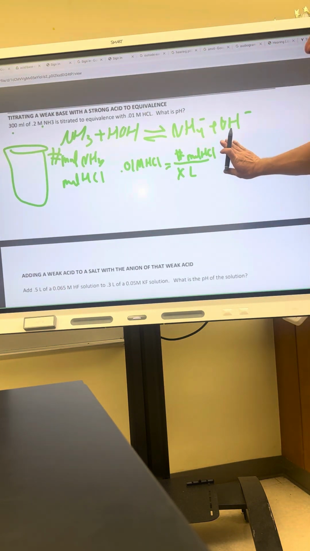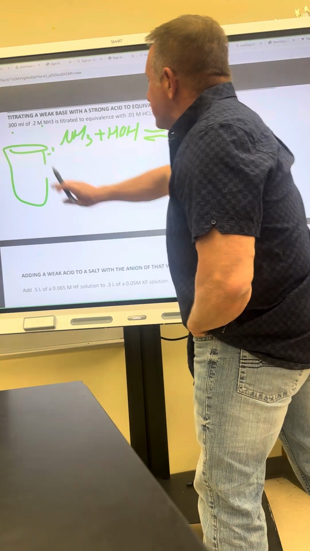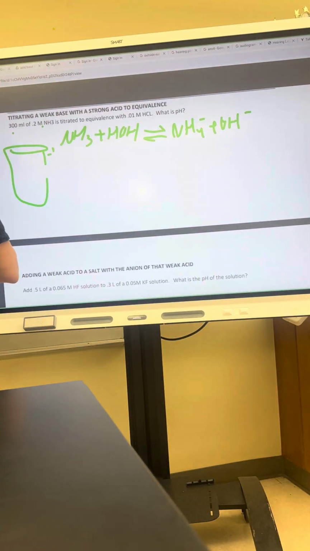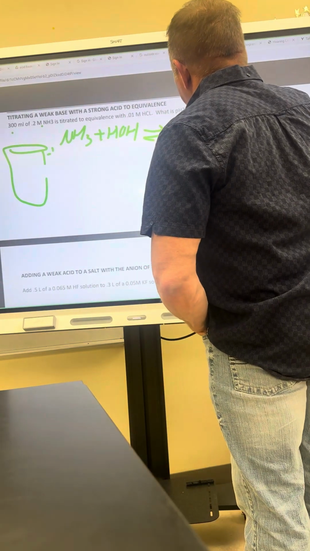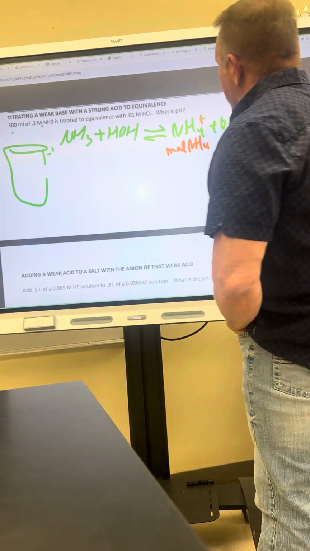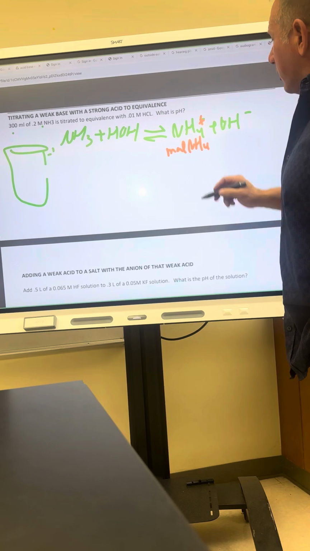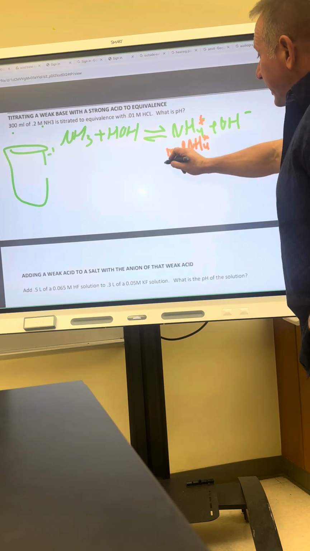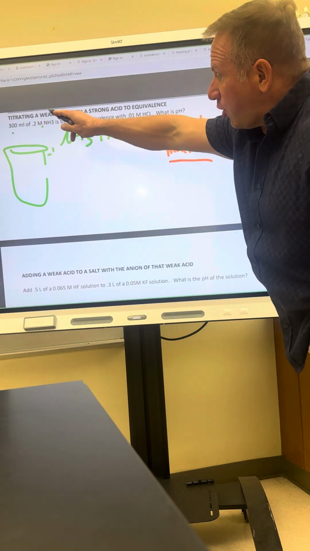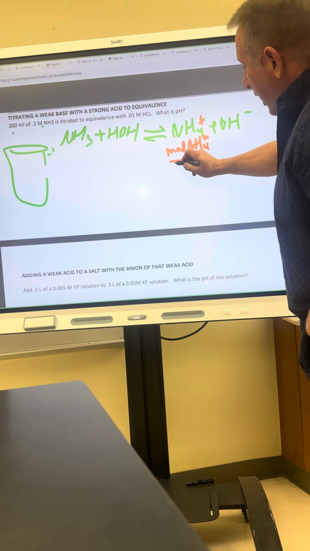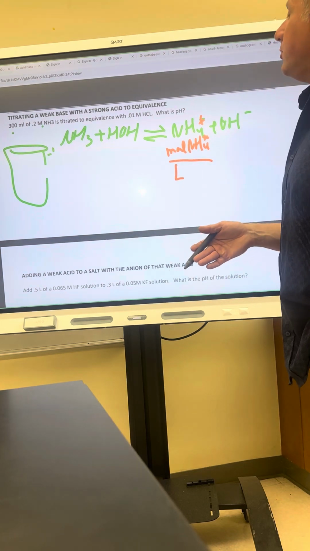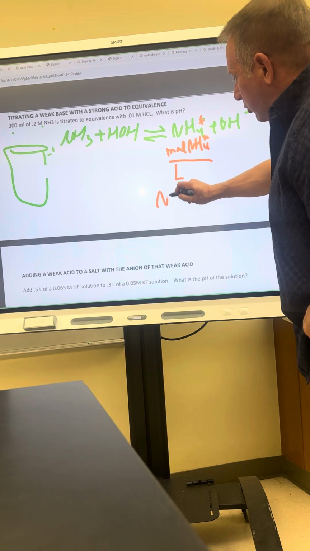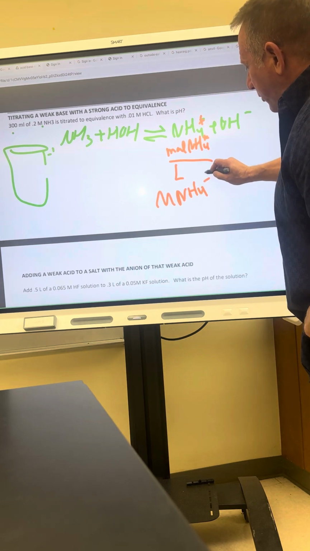Once I have that, they all react. What am I left with? I am left with moles of NH4 positive. I now have the volume of the HCl plus the volume of NH3 I had. I've got liters of my solution. What can I do? I can now have the molarity of my NH4 positive.